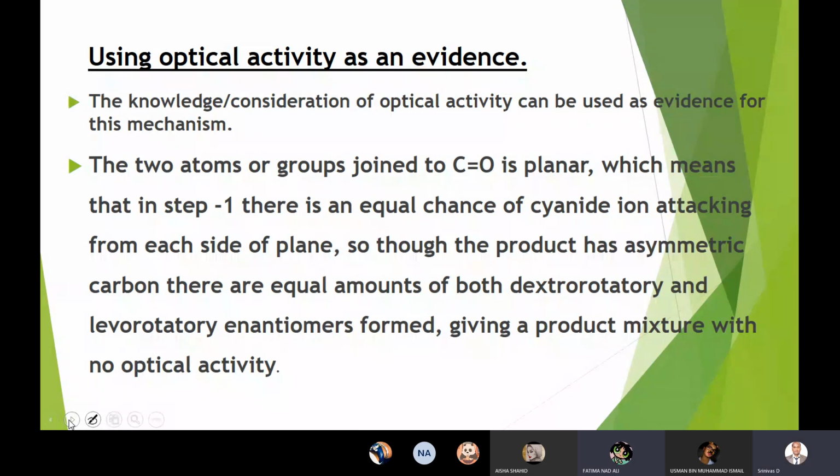Using optical activity as evidence. Sir, can you not hear me? Higher volume, it's not audible. Yeah, okay.